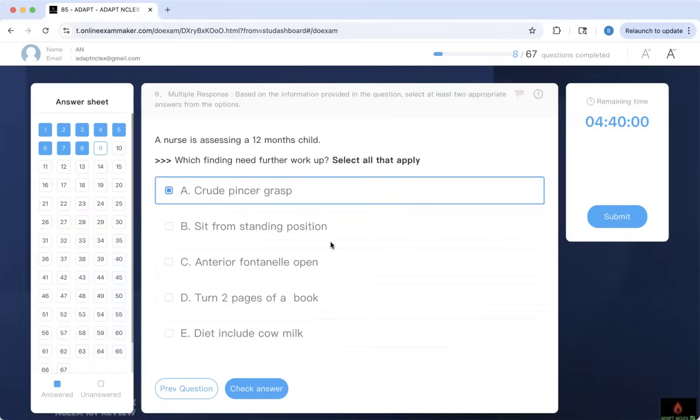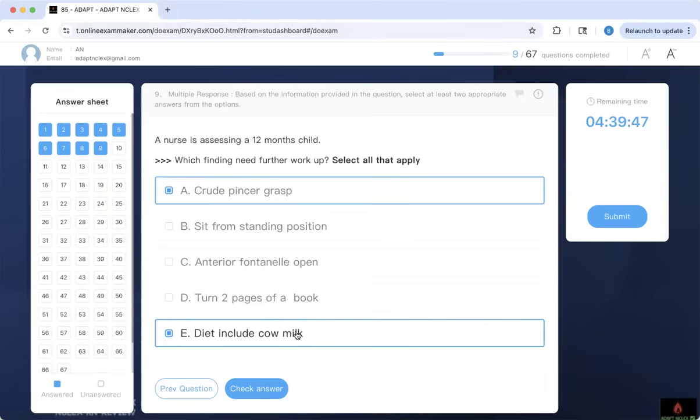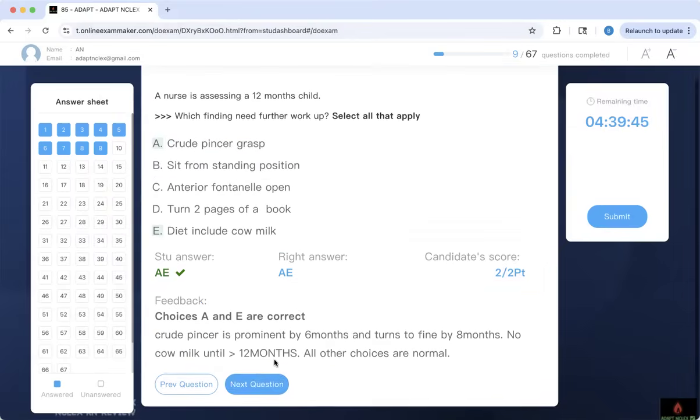Turning two pages of a book, at 12 months you should be able to start doing that. Diet includes cow milk? No way. At 12 months, you have to be more than a year before you do that. And therefore, those are the things I should worry about.